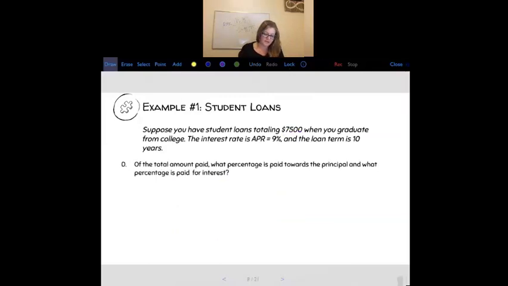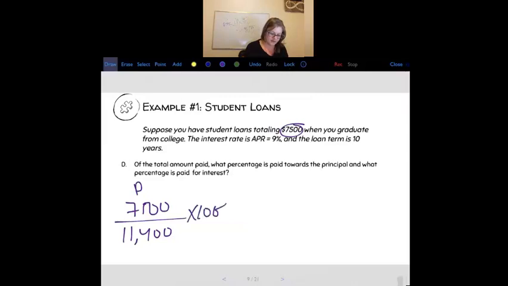And then part D of the total amount paid, what percentage is paid towards the principal and what percentage is paid towards the interest. And so for the principal, our principal was 7,500. That's what we started with, divided by 11,400. We're talking about what percent is 7,500 of 11,400. And then this gives you a percent as a decimal, so make sure you times it by 100%. And I'm just going to round to 1 decimal place. So only 65.8% of the payment went towards the principal, the original amount borrowed.